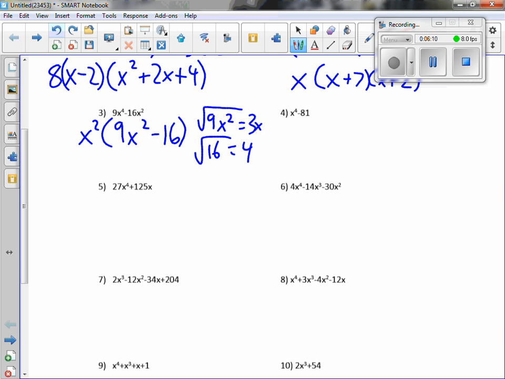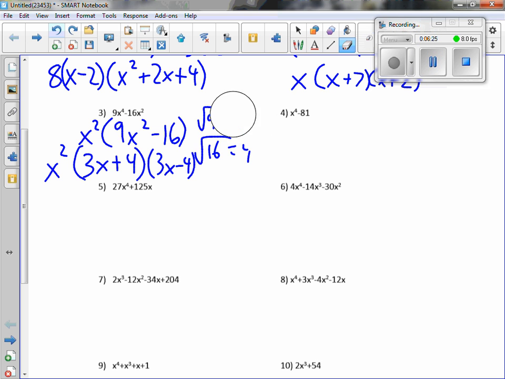So here's how we factor difference of perfect squares. We have our square roots, 3x and 4. We're going to put a plus sign between them and a minus sign. Put your original GCF out front, and you have your final answer.